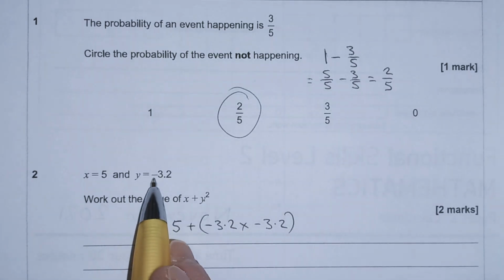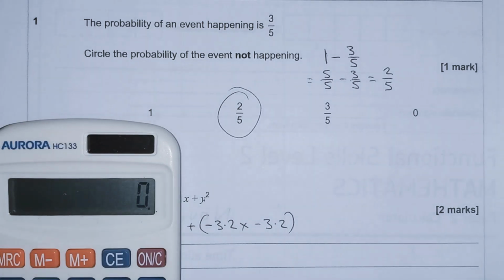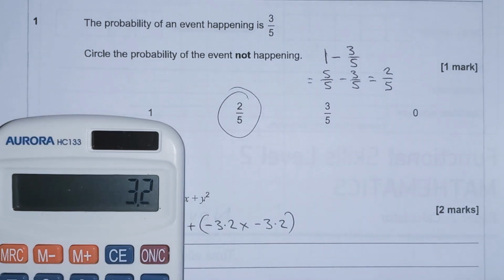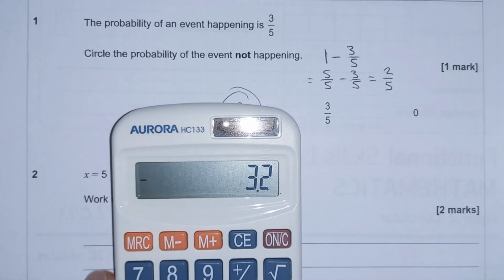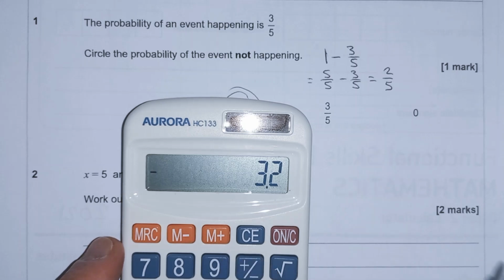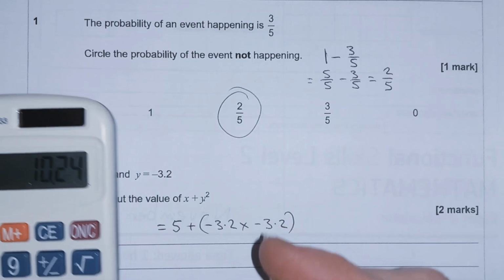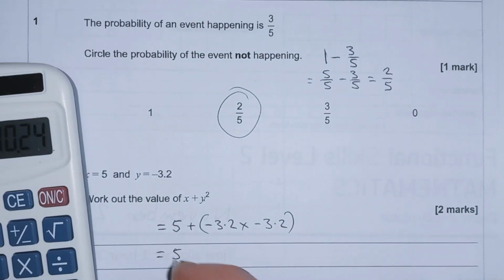This is really important where you put the minus, okay? Because we've got minus 3.2 times minus 3.2. Well, if we put that in our calculators, 3.2 minus, yeah, you can see the minus sign, times 3.2 minus, we get 10.24, and there's no minus, because a minus times a minus is a positive number. So this is equal to 5 plus, remember those minuses have gone, 10.24.